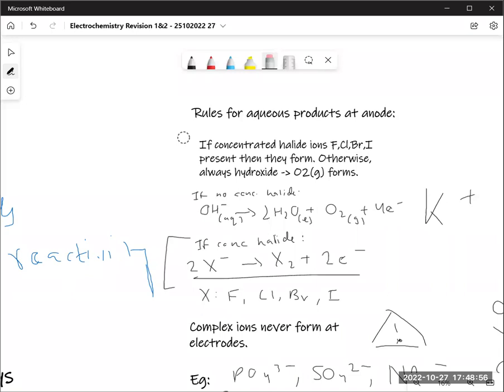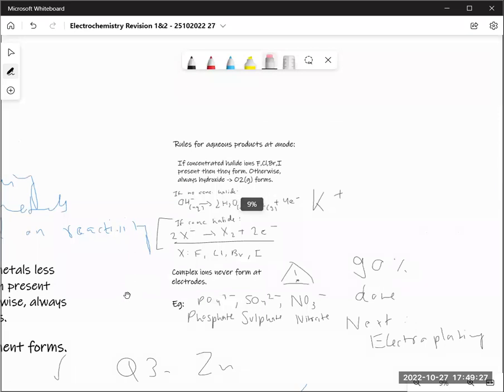If concentrated ions are present, such as the halide ions, only the halide ions. So if I have a concentrated solution with Cl minus ions, or any halide such as F, Cl, Br, I, if these are there, then they will form. Cl will form, Br will form, if they are there and they're concentrated. Otherwise, always hydroxide forms, which will give us O2 gas. So can you repeat?